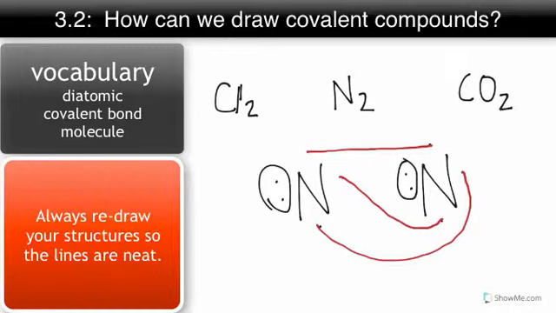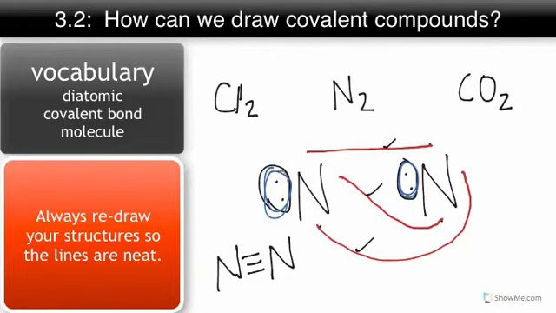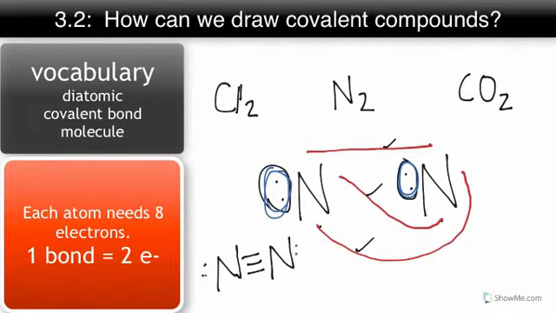Now we're going to redraw this, and we're going to redraw making the lines neater. We have 1, 2, 3 lines. So there we go, 1, 2, 3 lines. And we're going to add the leftover electrons. So that's 1, 2, 3, 4. Now let's check our work. We have 1, 2, 3, 4, 5, 6, 7, 8. This one checks. 1, 2, 3, 4, 5, 6, 7, 8. That one checks.